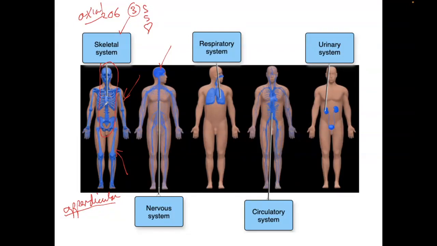And the skeleton is really important to protect us. We have the skull that protects the brain. We have the spinal column that protects your spinal cord. We have the pelvis here that protects your reproductive organs and some digestive organs. We have the ribs that protect the lungs and the heart. So you can see that it's got a major important function to protect us.